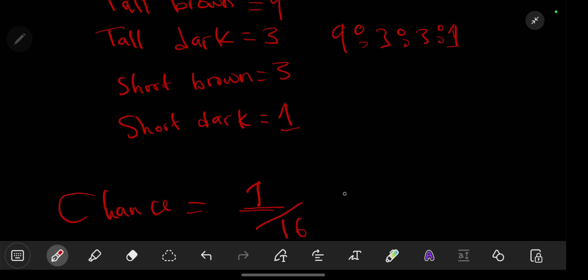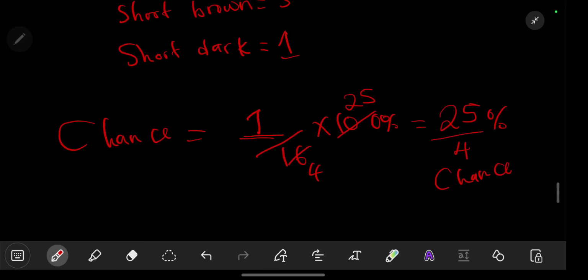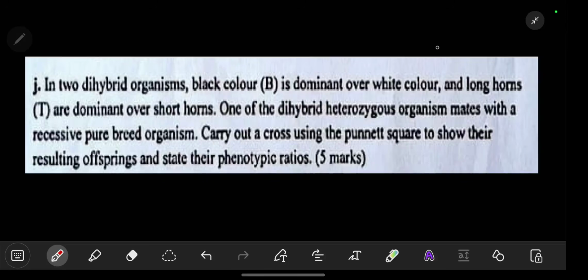If you want, you can display this as a percentage by multiplying by 100%. So in terms of the percentage, it will be a 6.25% chance, or it is just a 1 out of 16 chance. So that is how you answer that question.